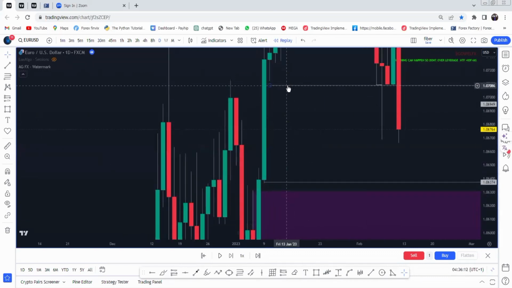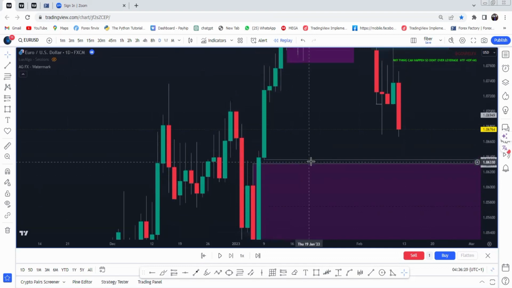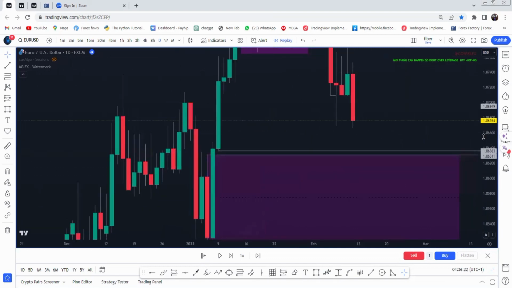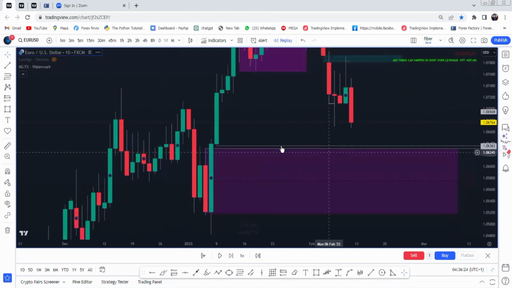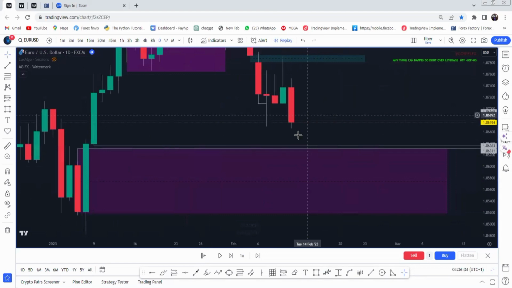And remember what I said yesterday about hidden fair value gaps, that price tends to respect them a lot. So this is going to add more strength or more liquidity down here for price to come looking for it. So we expect price to come to that key level.